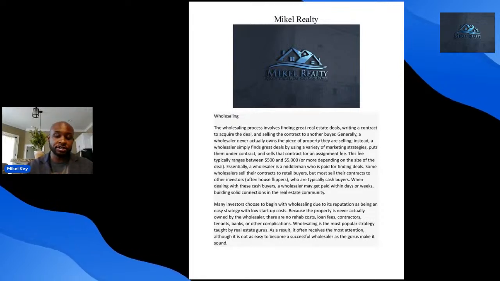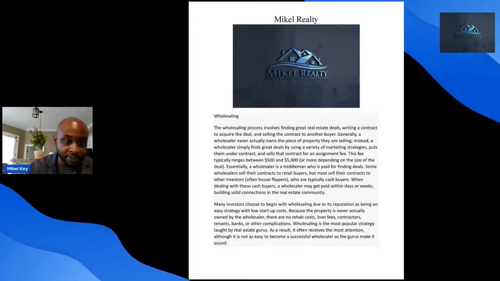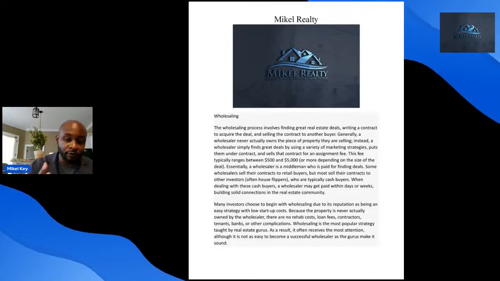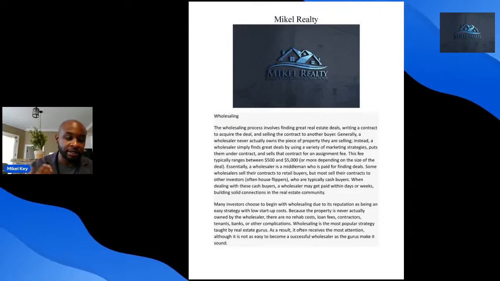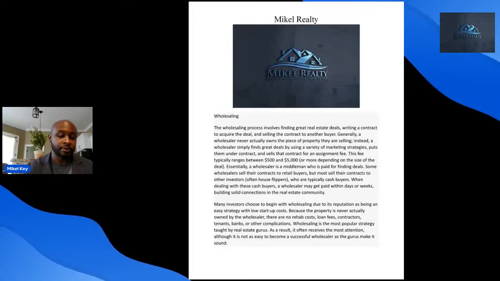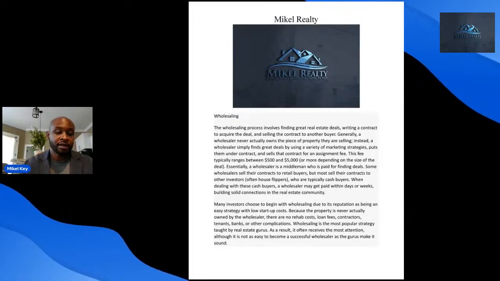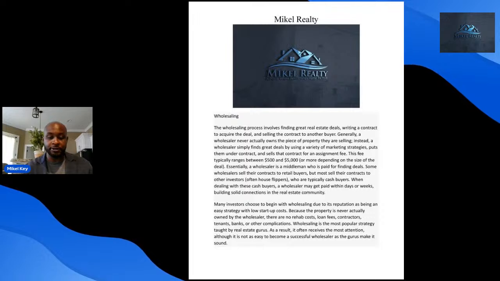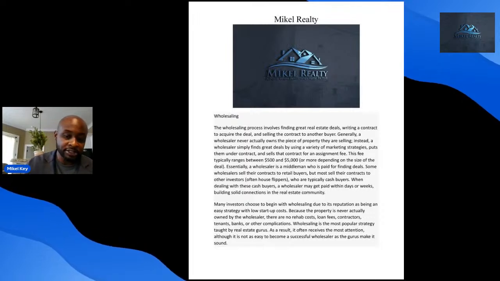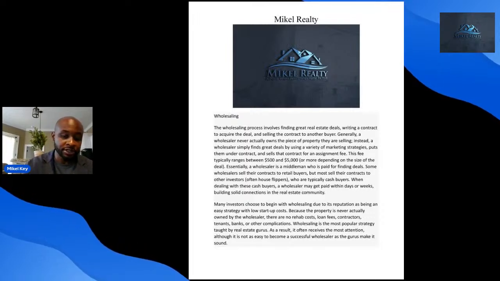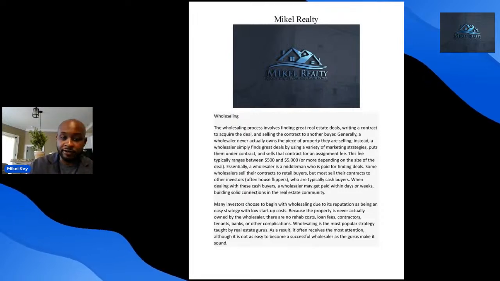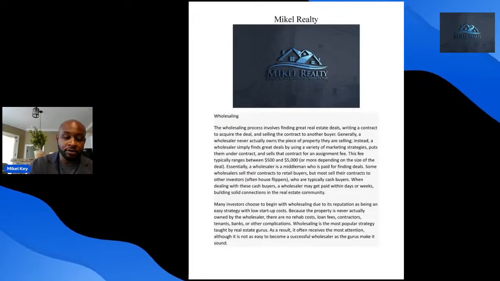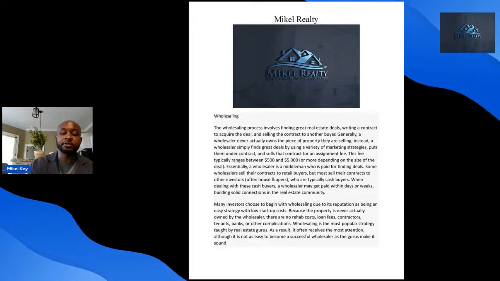So a wholesaler just goes around getting a bunch of properties on the contract for a really cheap price, and then they take them to actual investors and try to sell it to them, or we call it assign it to them for a fee. That's wholesaling, a quick overview of what a wholesaler does. It's a good way to build up cash. But there are a lot of different strategies that you can utilize to be very good at wholesaling.